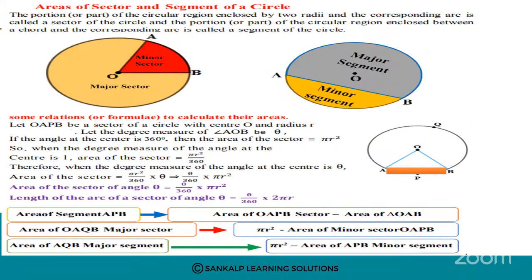Yes. So this is very important. Areas of a sector and segment of a circle. So this part we call a sector and this is a segment. Already we have discussed. Okay. The portion of the circular region enclosed by 2 radii and the corresponding arc is called a sector of the circle, and the portion of a circular region enclosed between a chord and the corresponding arc is called the segment of a circle, right?